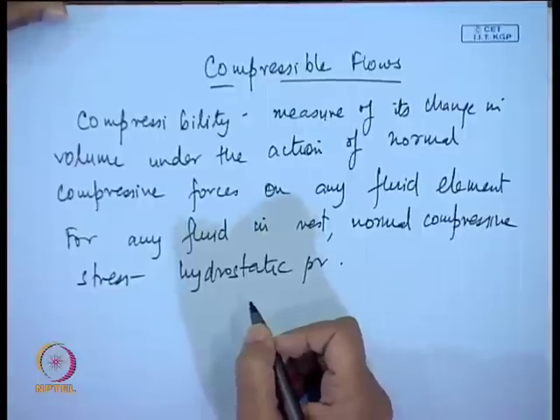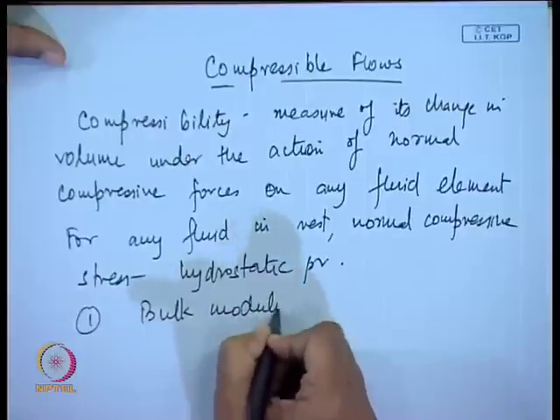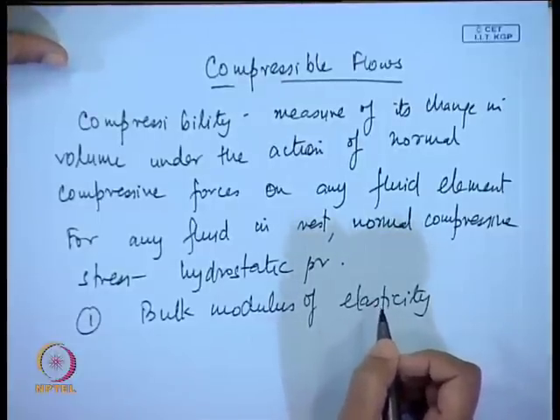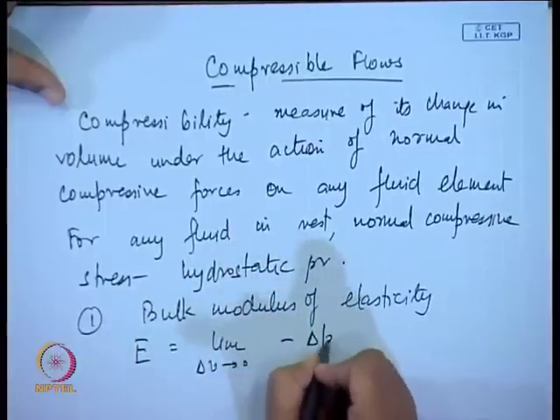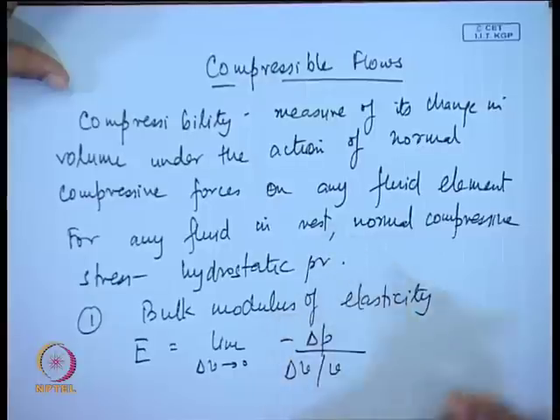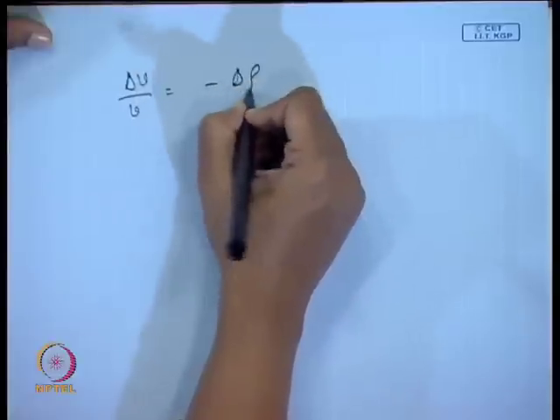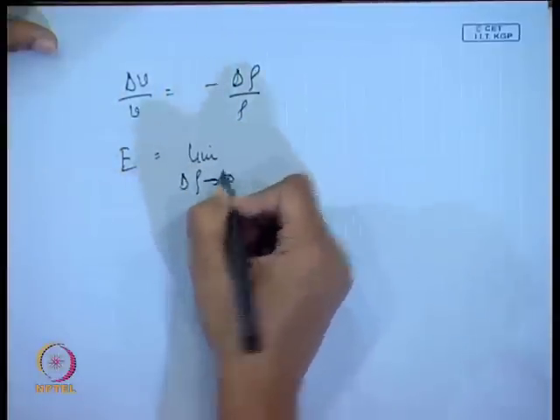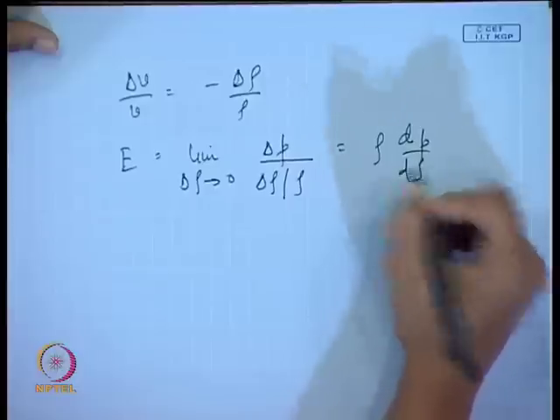So, the degree of compressibility is usually characterized by two parameters. The first parameter is the bulk modulus of elasticity, which is defined in this particular form. The negative sign shows that increase of pressure causes decrease in the volume. In other words, delta V by V is nothing but minus delta rho by rho, where V is the specific volume and rho is the density. So we can also write E in terms of density as rho dP by d rho.